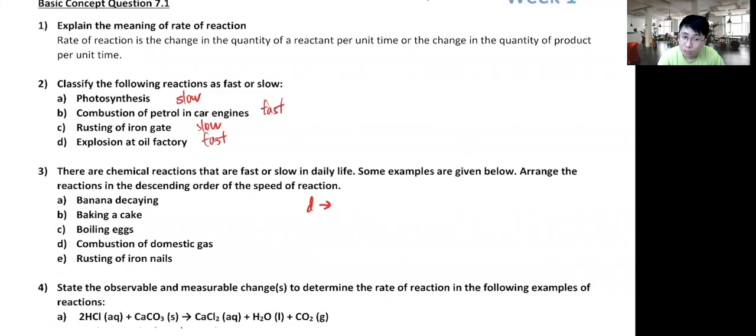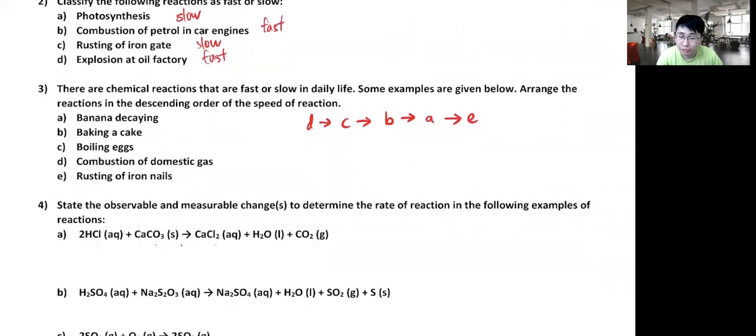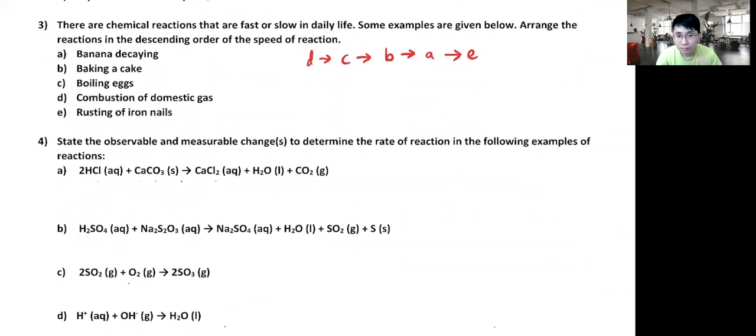Then I want something that is slightly slower. I would say it's boiling eggs, C. After boiling, something slower that takes around hours, I would say it's baking a cake, B. And lastly, probably takes days, banana decaying, or takes months or weeks, rusting of iron. So I'll say this is a very simple practice.